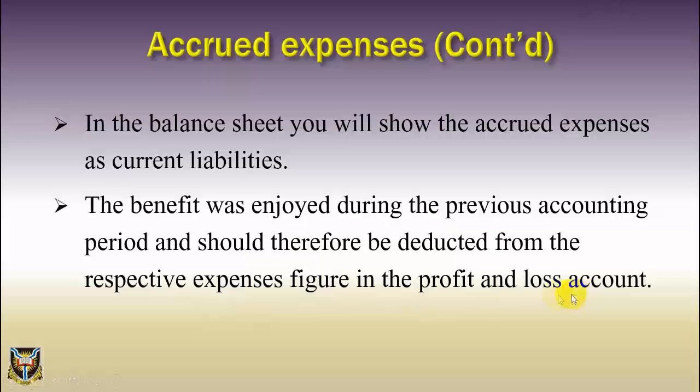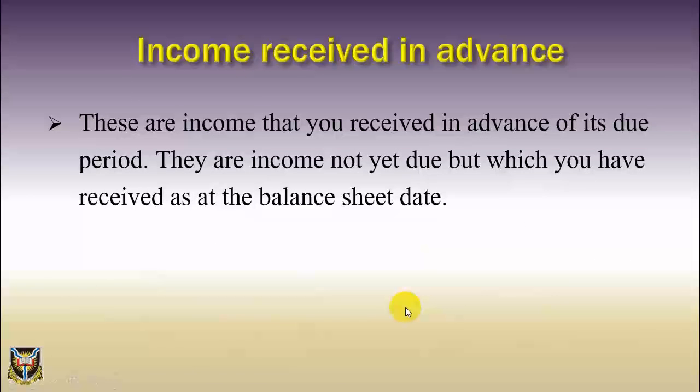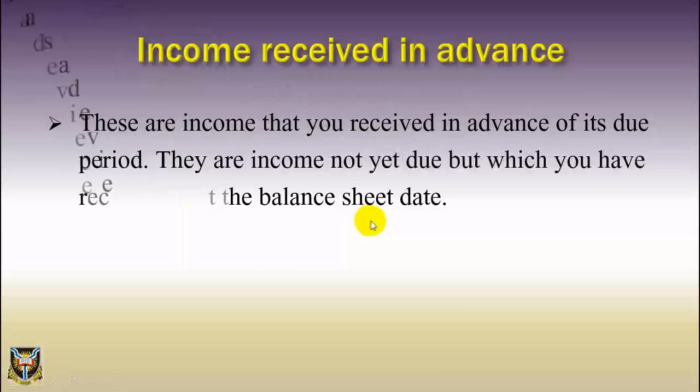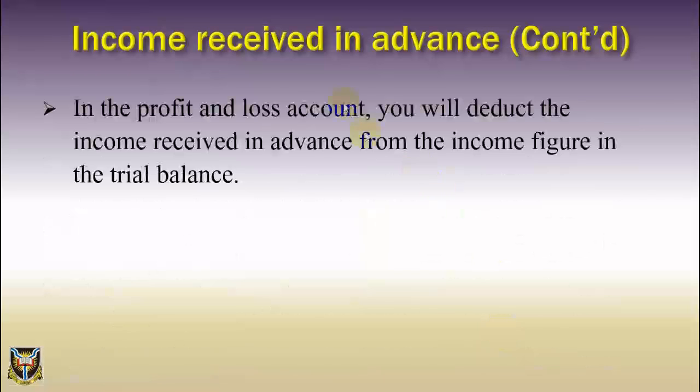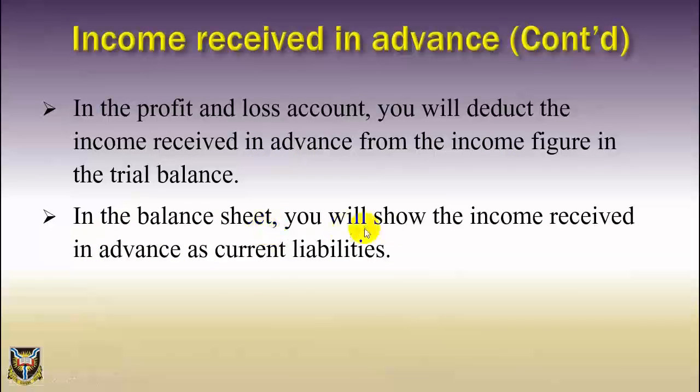D. Income received in advance. This is income that you received in advance of its due period. It is income not yet due but which you have received as at the balance sheet date. In the profit and loss account, you will deduct the income received in advance from the income figure in the trial balance. In the balance sheet, you will show the income received in advance as current liabilities.